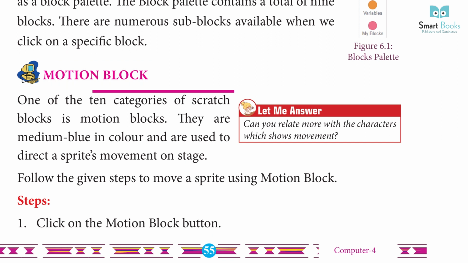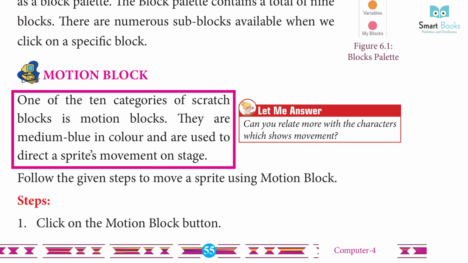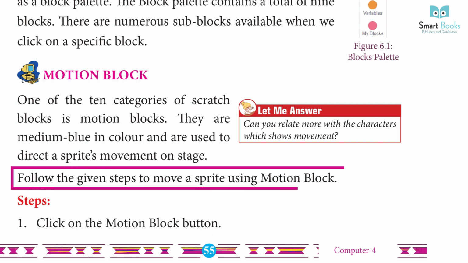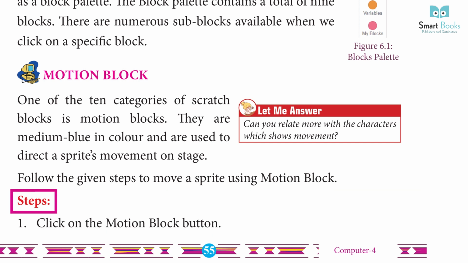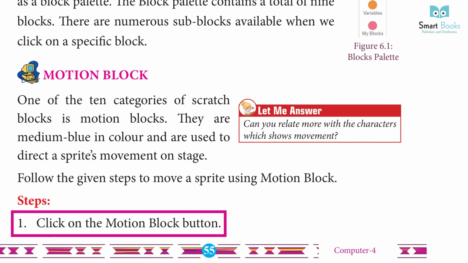Motion block. One of 10 categories of Scratch blocks is motion blocks. They are medium blue in color and are used to direct a sprite's movement on stage. Follow the given steps to move a sprite using motion block. Steps 1. Click on the motion block button.